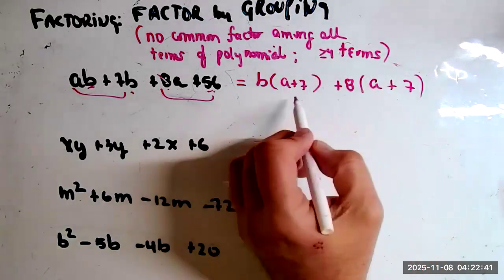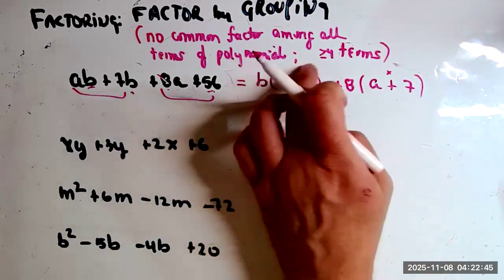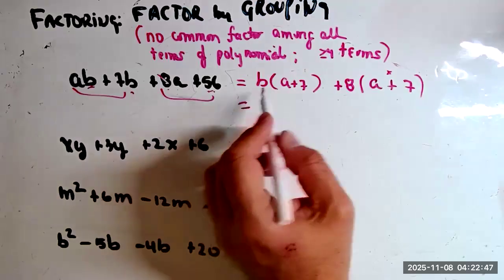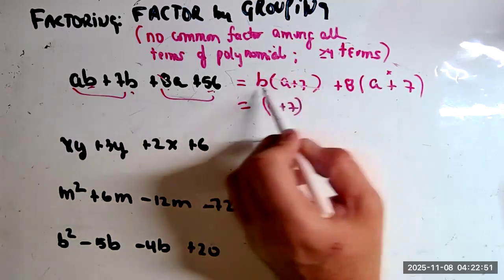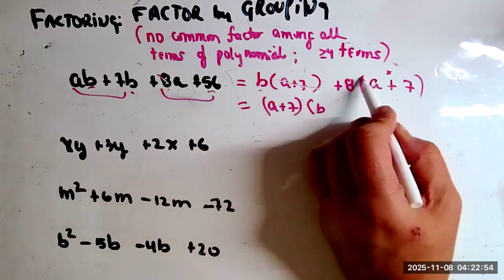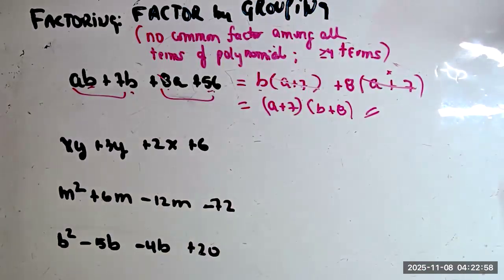And notice here that we have a common factor, a plus 7. As a whole term, we can factor out a plus 7. So what do I leave behind here? B. If I factor this here, would be 8. And we are done.